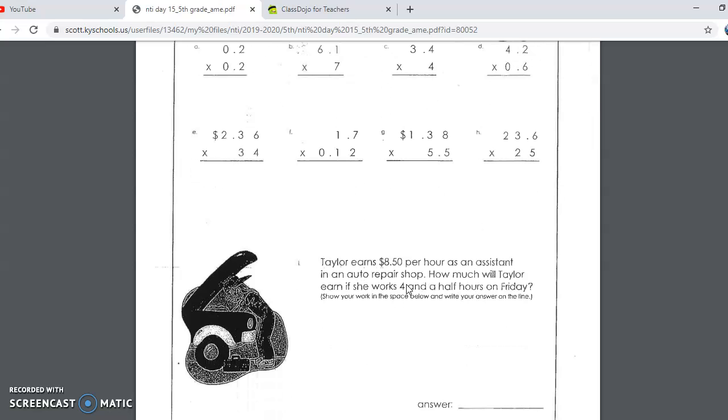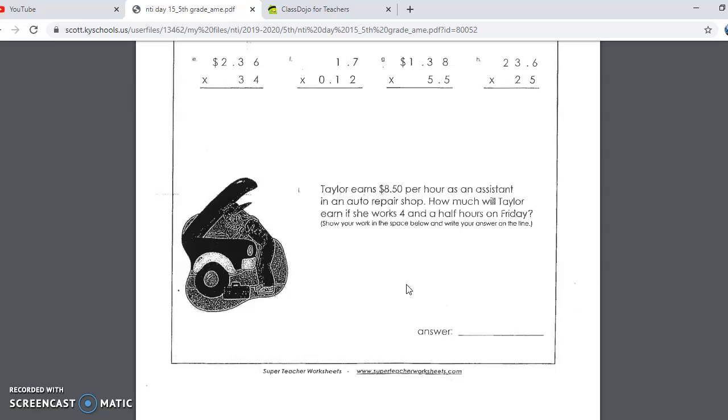Okay, and you do have a word problem here for this. And then you're finished for day 15.